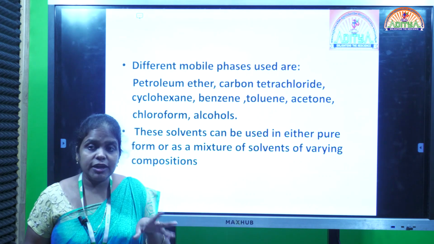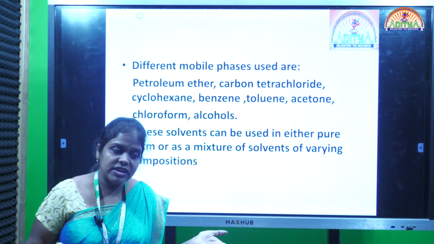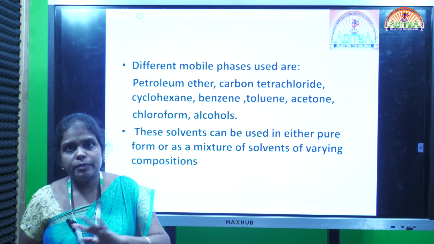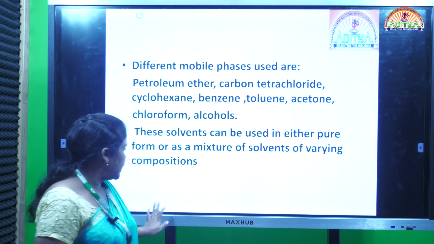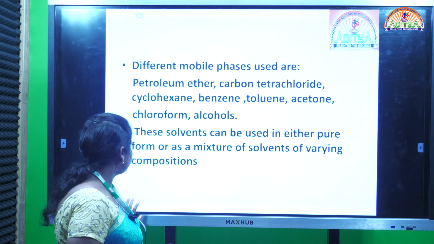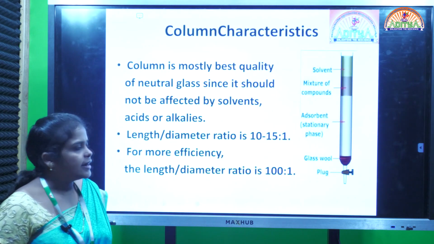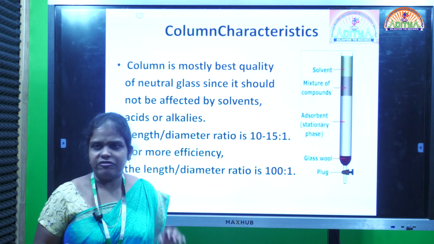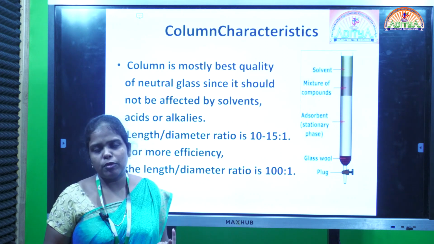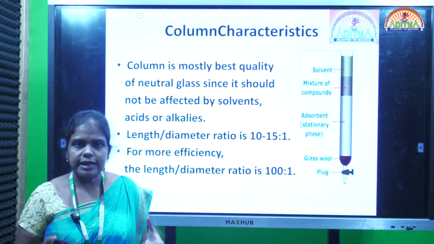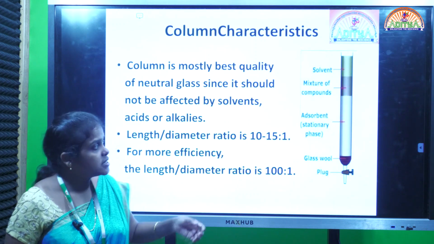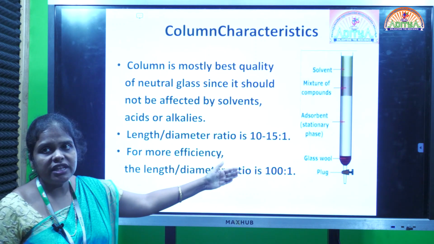That means the polarity and non-polarity natures of the mobile phase and sample should be compatible. Understood? And coming to the next part, column characteristics. That means we have taken the stationary phase, you have to take the mobile phase, and you have to set up the column characteristics. I have already shown you in the figure.